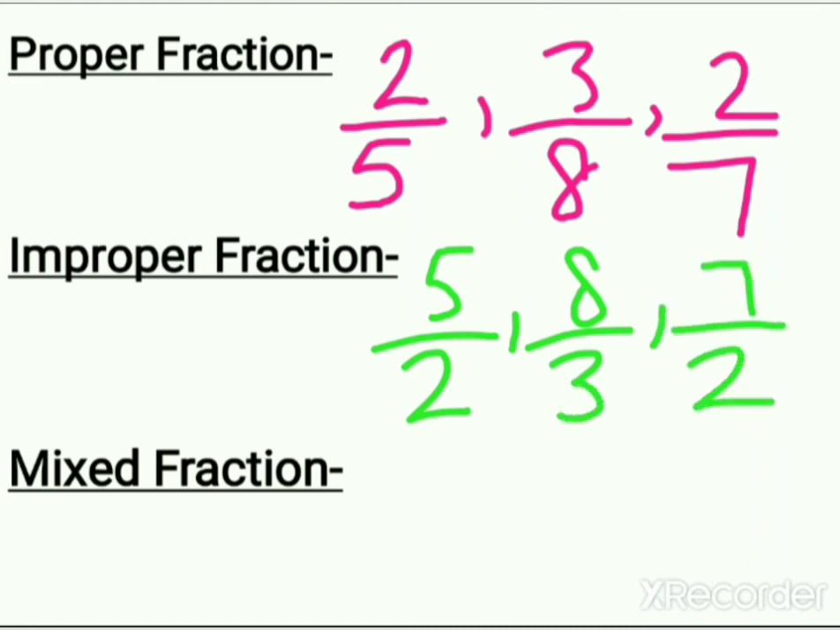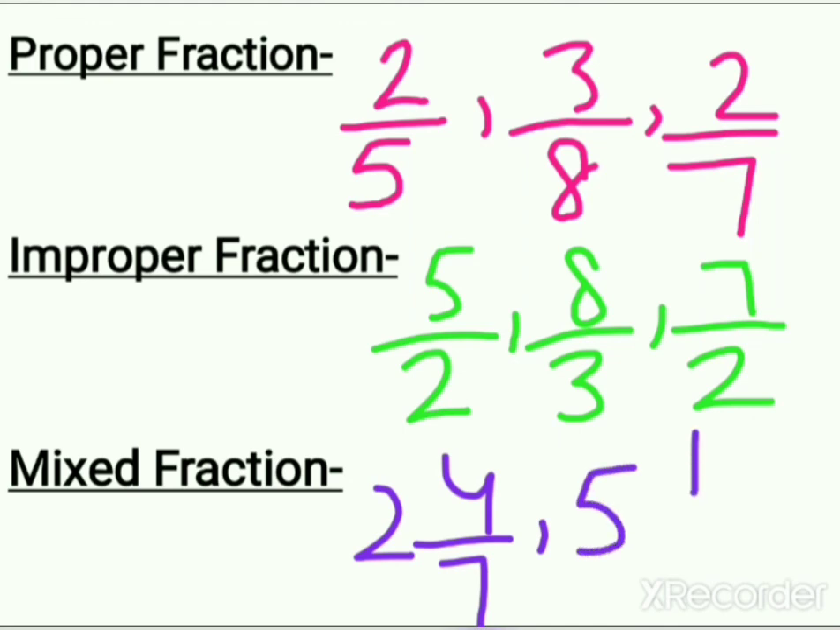Next is mixed fraction. Mixed fraction is a whole number together with fraction like 2 4 by 7, 5 1 by 8, a whole number together with fraction. So these are the examples of mixed fraction.